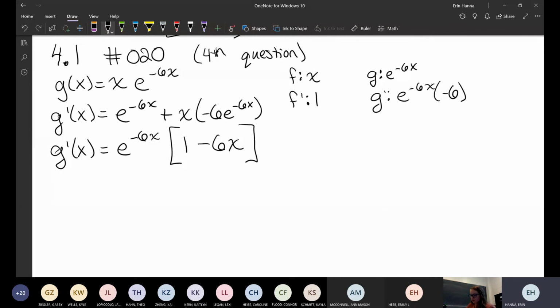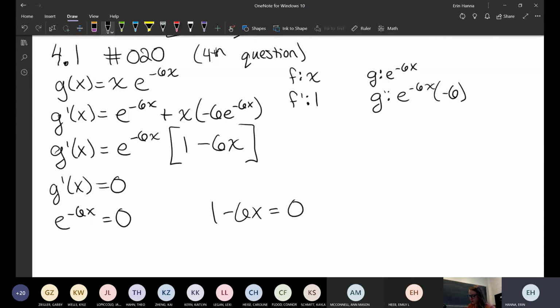And then we want to set the derivative equal to 0. So we take our pieces and we set them equal to 0. E to the negative 6x equal to 0 is never going to happen. Again, e to the anything is always greater than 0. And here we'll get 1 equals 6x, so x equals 1/6.